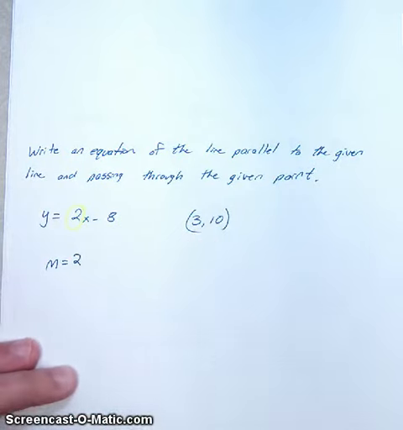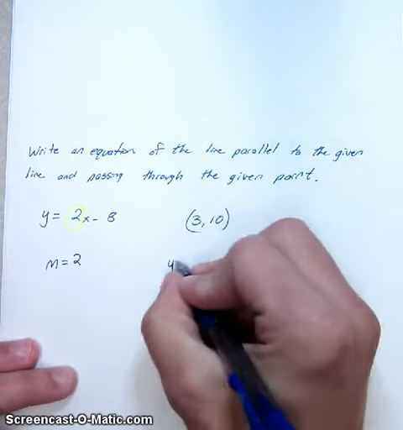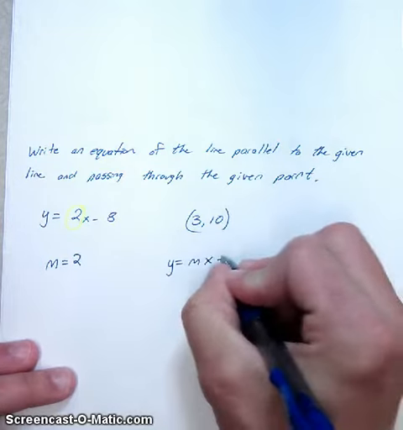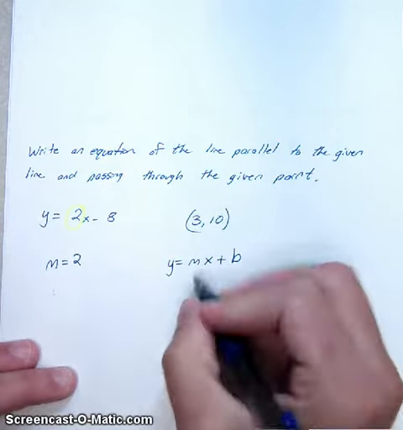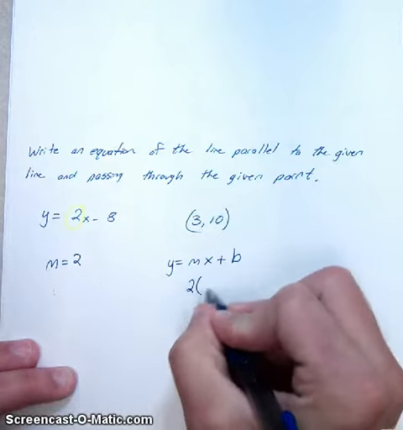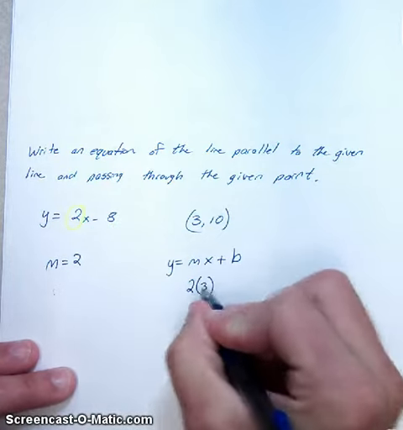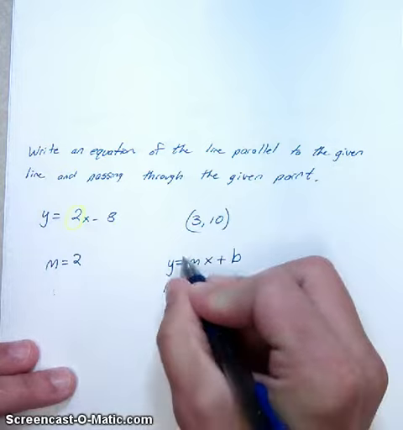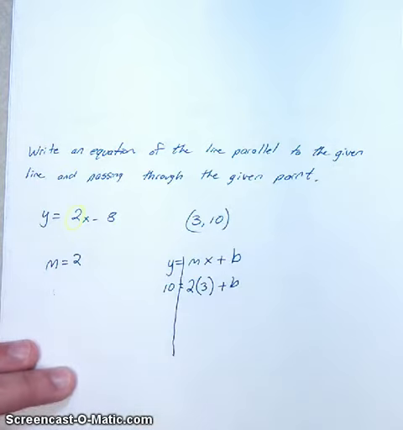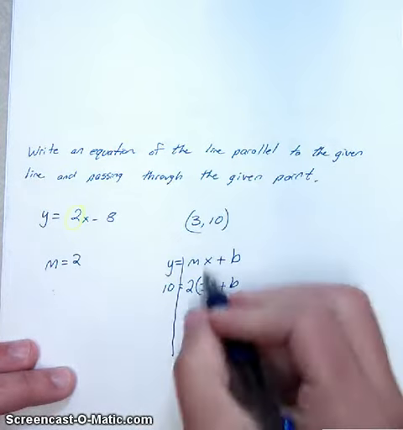So I'm going to start by just writing down my slope-intercept form, y equals mx plus b. And I'm going to replace what I know. I know m is equal to 2. And I'm going to replace x with 3 and y with 10. And we're going through that same process that we've worked on earlier in this unit. We're going to solve for our y-intercept.